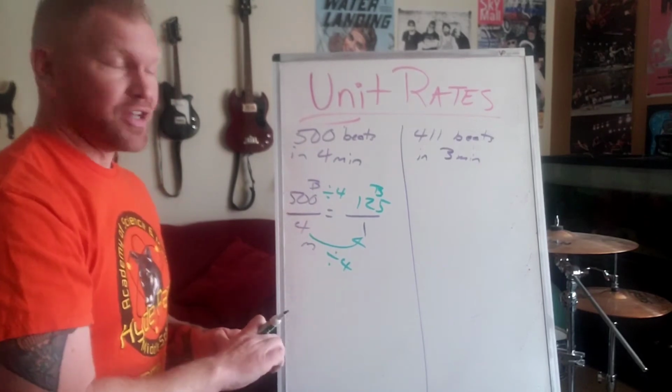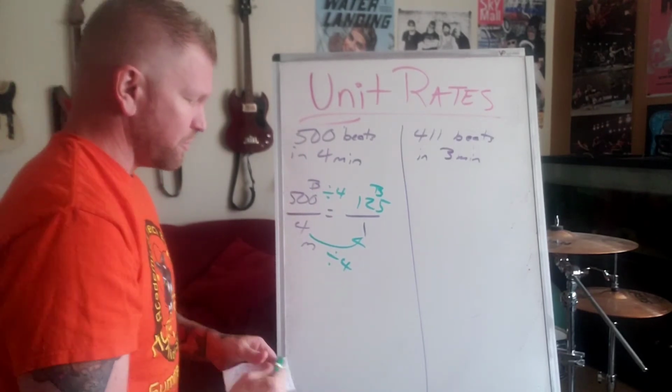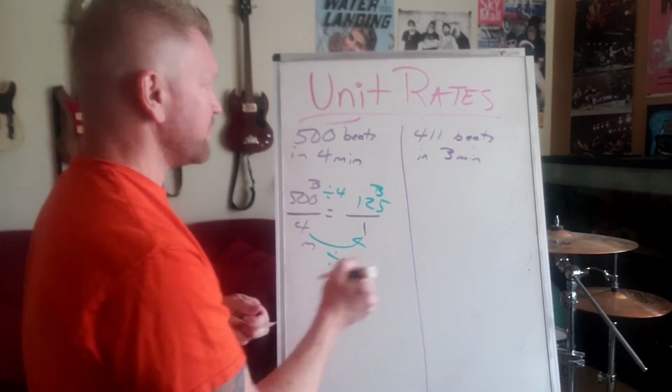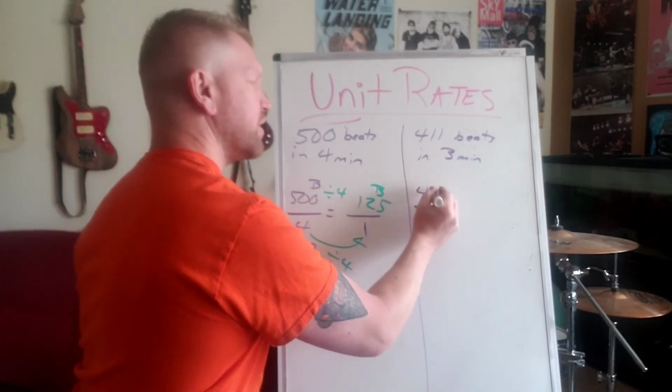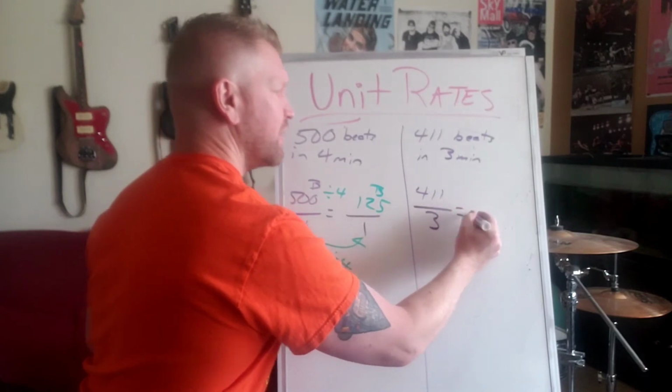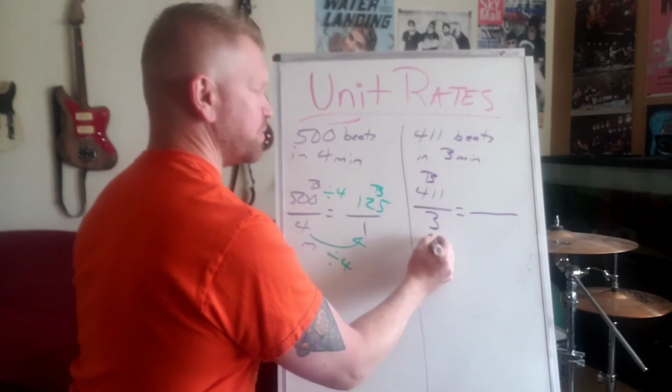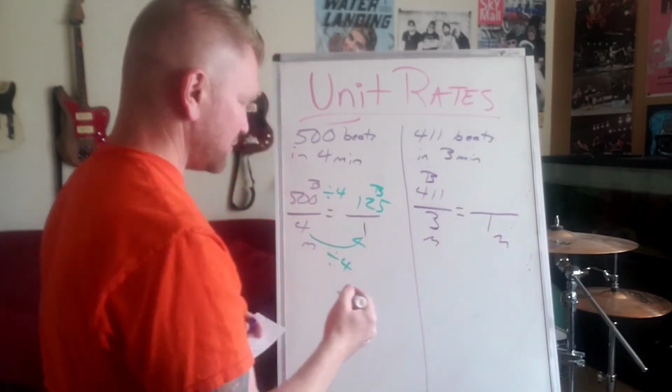All right, let's figure out the other song, because we need to figure out which song has more beats per minute. Okay, so for the other song, instead of 500 beats over 4 minutes, this is 411 beats over 3 minutes. Label it. There's beats, there's minutes. We want to figure out 1 minute.